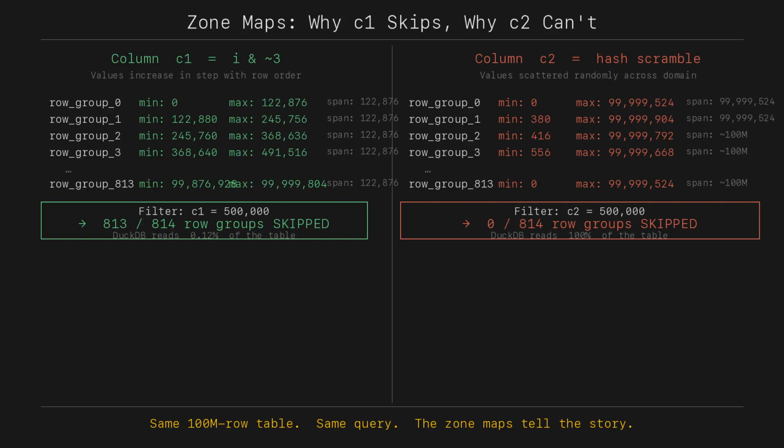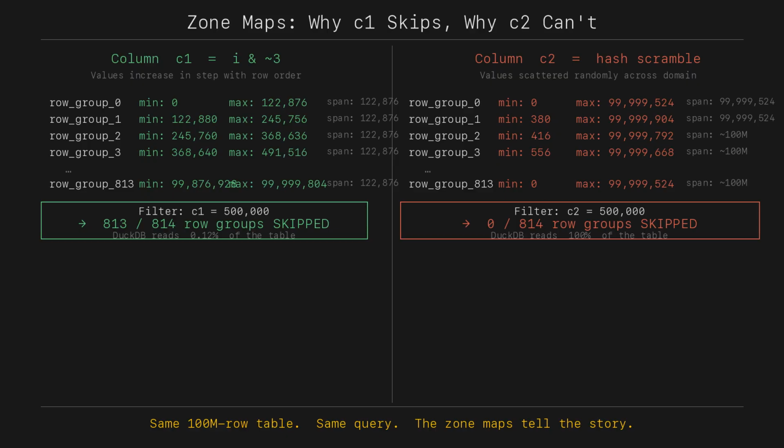Any search value you pick, 500,000 or 1 million or 99 million, is almost certainly inside every range. There is no row group that can be proven to not contain the value. Nothing can be skipped. For C1, 813 out of 814 row groups can be skipped. DuckDB reads roughly 0.1% of the table, one row group, and finds 4 matches.